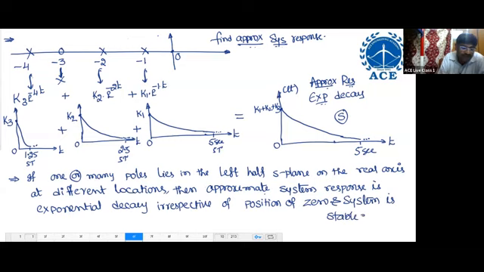This is the first conclusion you should remember. It's very important. If one or many poles lie on the negative real axis at different locations in the left-hand side, blindly say that the system response is exponential decay and the system is stable. Okay. Next problem. Got it? Any doubt?